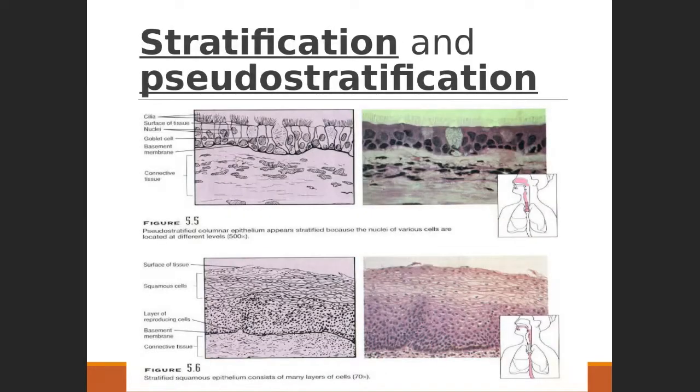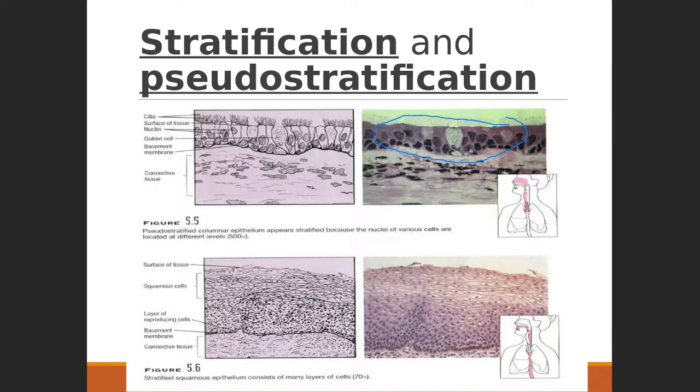Now, we don't see stratified columnar very often. What we tend to see is a pseudo-stratified. So you can get rid of stratified columnar. Even though this tissue looks stratified because of the staggering of the nuclei. But on the drawing, it's a little easier to see.